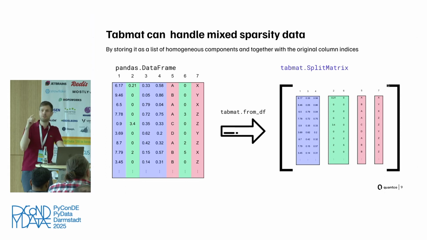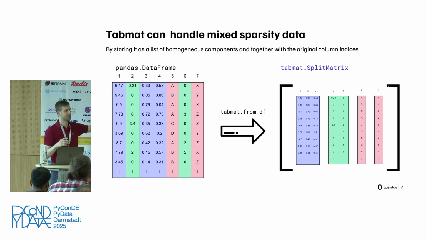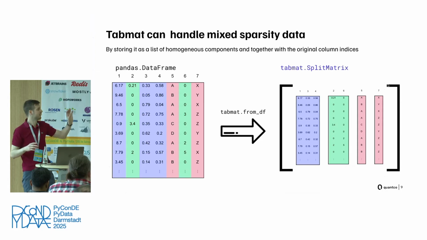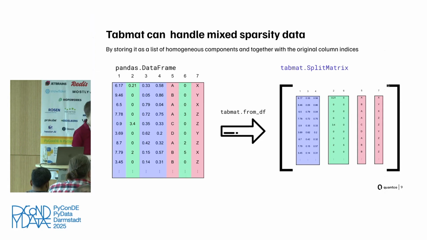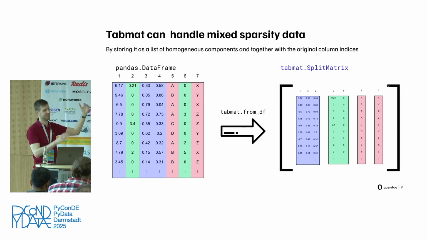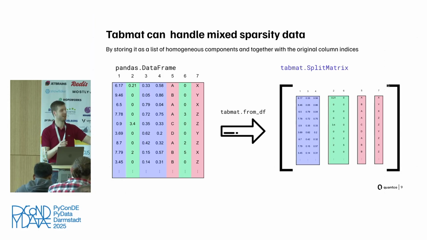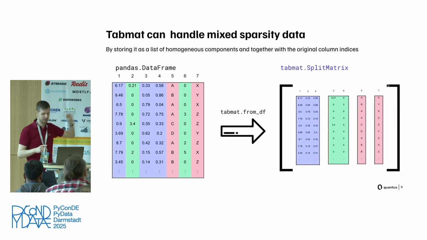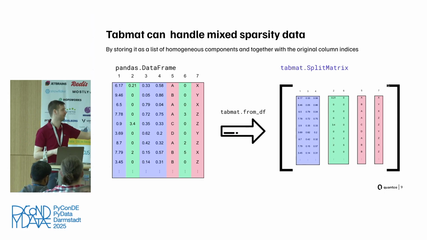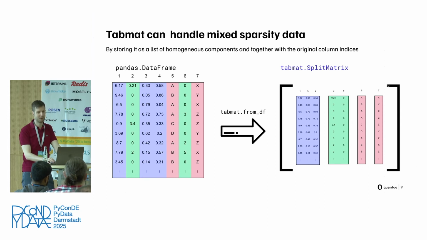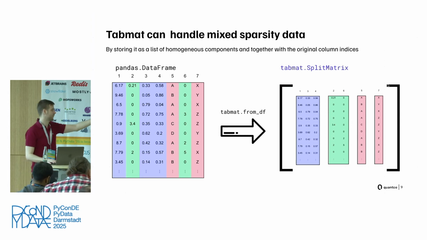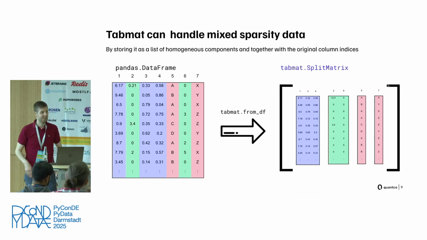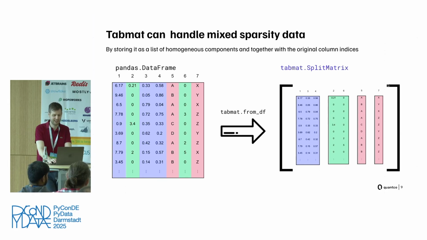What we do is first we convert it to a Tabmat. It's called a split matrix because it's split into a dense part, a sparse part, and a categorical part. So basically, we pull out the dense parts from this pandas data frame, put them together in a NumPy array, and also store the original indices so that we can reconstruct the original data frame later on if we want. We do the same with the sparse parts, but we don't store them as a NumPy array. We store them as a SciPy matrix. And we also pull out the categorical ones, and we store them in a similar way to how pandas stores categorical columns, but we use our own class for that.